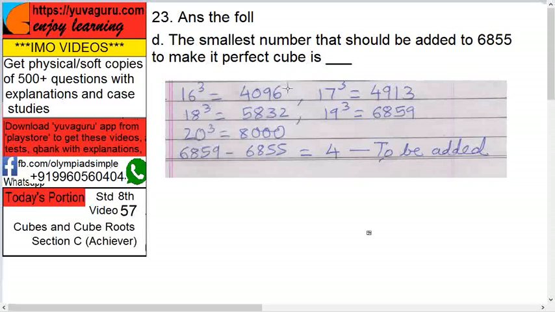So 16 cube is 4096, 17 cube is 4913, 18 cube is 5832.